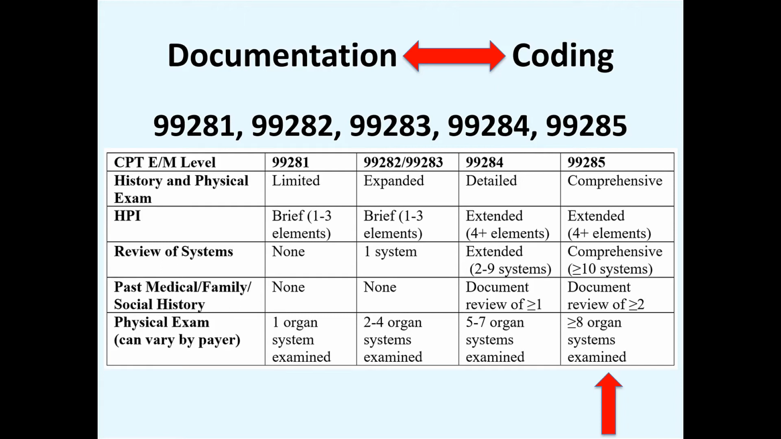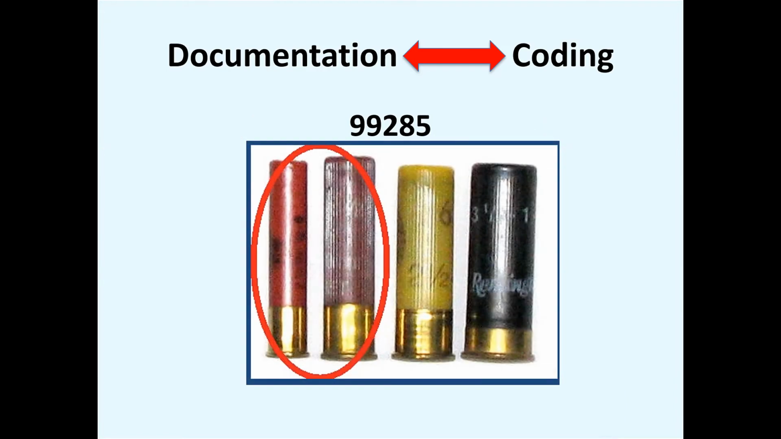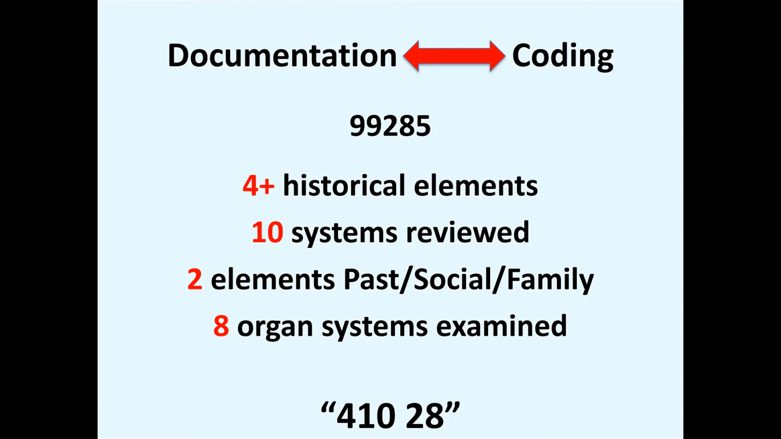Is there any easy way to remember the requirements, Chris? Well, here in Texas, we're familiar with shotguns, so we use the mnemonic 4-10-28, patterned after the two smaller shotgun gauges, a 410 and a 28 gauge. That represents 4+ elements in the history, 10 or more systems reviewed in our review of systems, 2 elements in the past medical, social, or family history, and at least 8 organ systems examined in our physical exam.